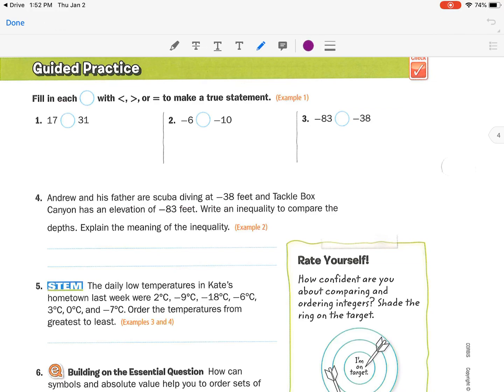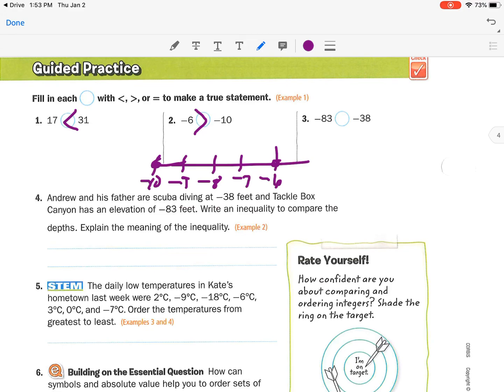So, super easy, starting off with 17 and 31. 17 is obviously less than 31. -6 and -10. So think about a number line, okay? If you have -6 here, then you have -7, -8, -9, -10. Therefore, -6 is greater than -10.